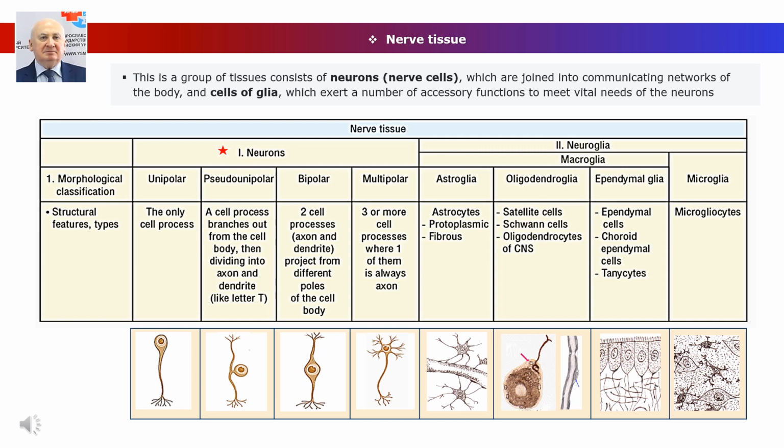Neurons are classified depending on the number of processes. Unipolar neurons have one cell process. Pseudounipolar neurons show a cell process that branches off from its cell body and then divides into two lines as the letter T. Bipolar neurons give rise to two cell processes branching off different cell poles. Multipolar neurons contain three or more cell processes.